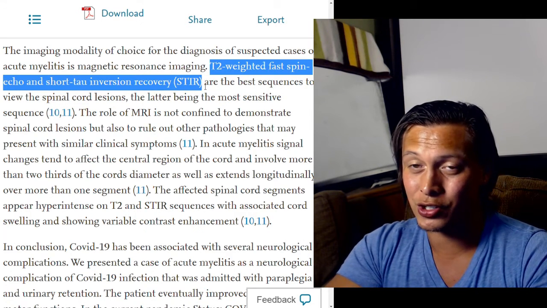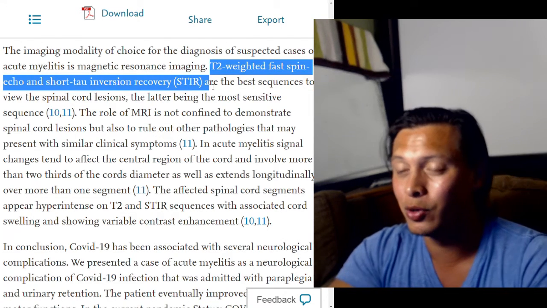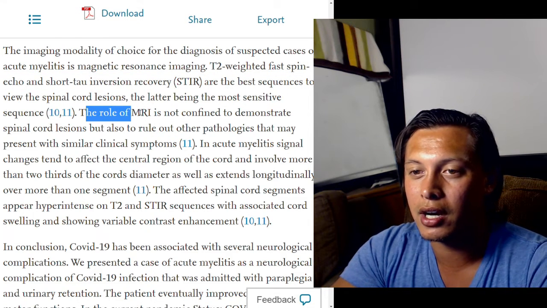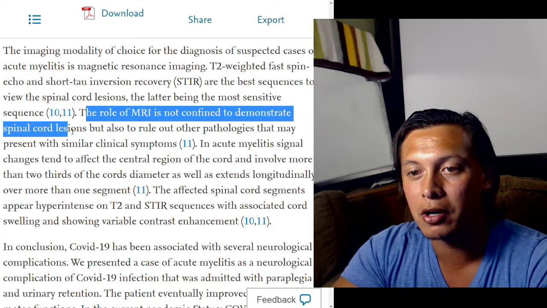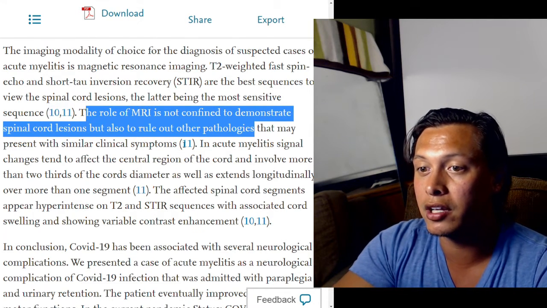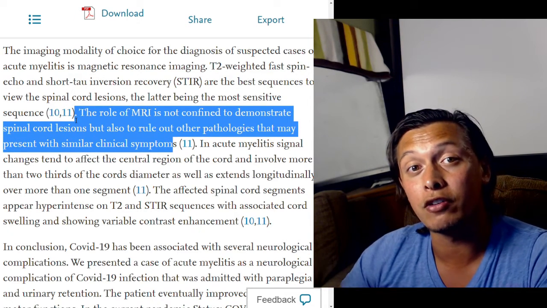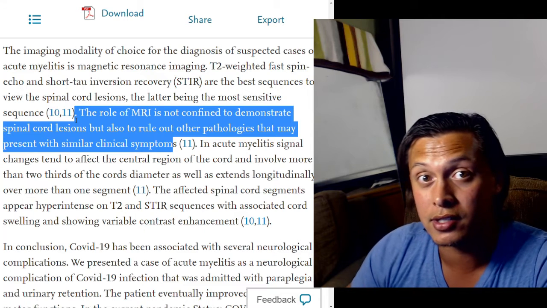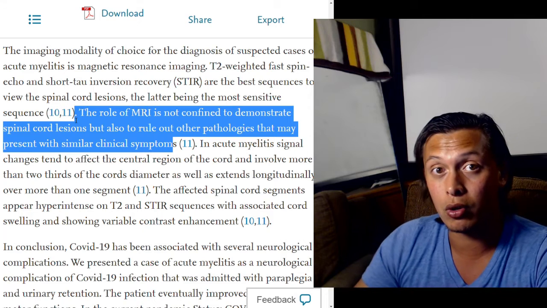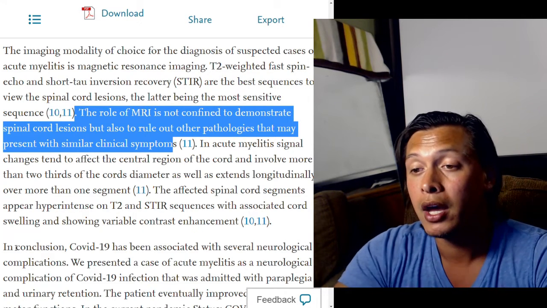I'm sure that this is just an algorithm that they use, but yeah, let's not get too deep in the muck. The latter being the most sensitive sequence. Okay, the role of MRI is not confined to demonstrate spinal cord lesions, but also to rule out other pathologies that may present with similar clinical symptoms. So doing an MRI is good for multiple reasons, because maybe you don't see these lesions, maybe you found something else different entirely, and that could help you decide, oh, this is the actual problem, not COVID-19.